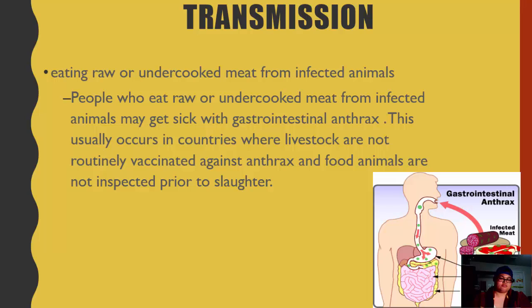Slaughterhouses are just slaughterhouses. There's blood everywhere. It's not cleaned. The animals aren't checked for diseases, and they'll just cook it however they can, and that causes the disease to be more common. Not as common as cutaneous anthrax, which is the most common, but it's up there.